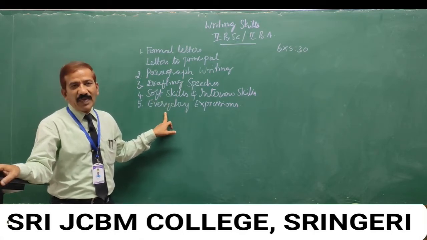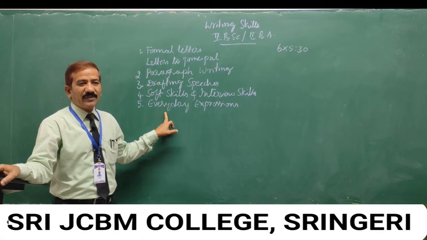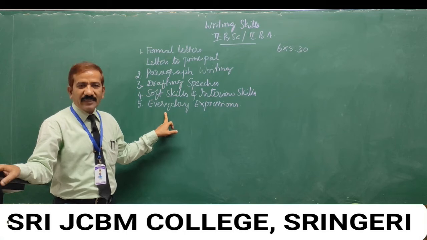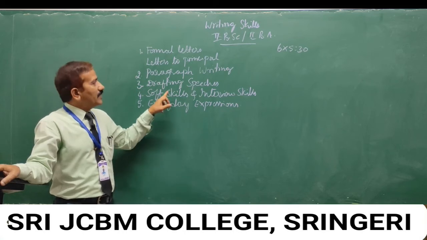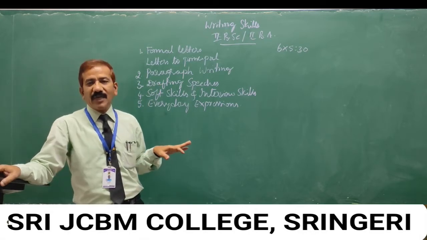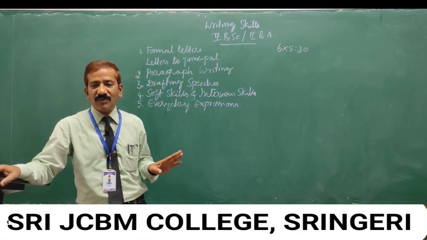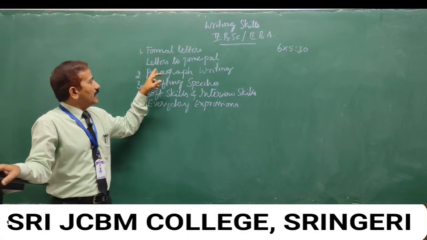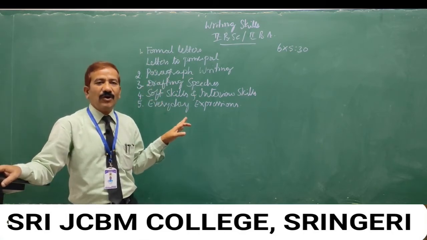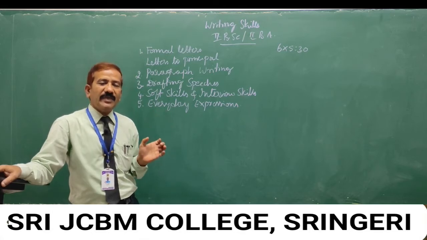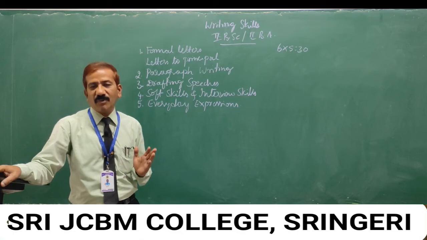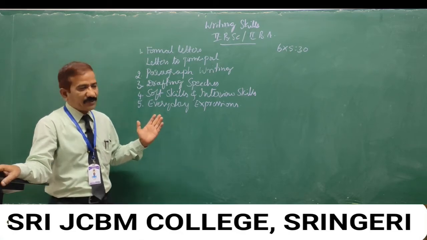In the first place, we have formal letters. Letters writing to the principal, requesting permission or complaint, and other things, and it is for 6 marks. All the 5 under this writing skills carry 6 marks, totally 30 marks from writing skills. And the second one is paragraph writing. Actually, you will be given a proverb or some important current events, and you are asked to explain it in the form of a paragraph for 6 marks.